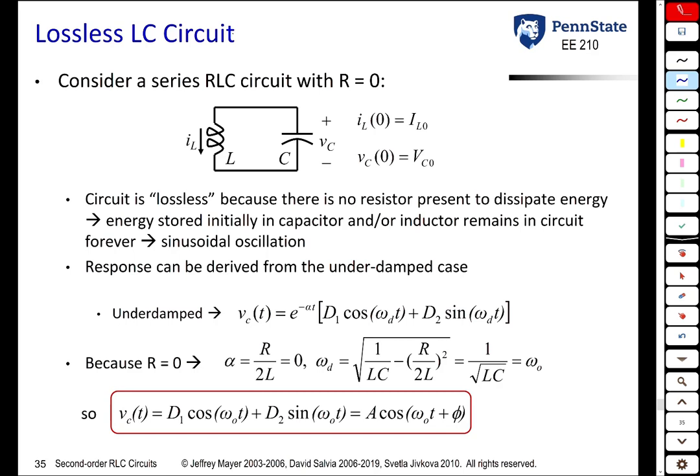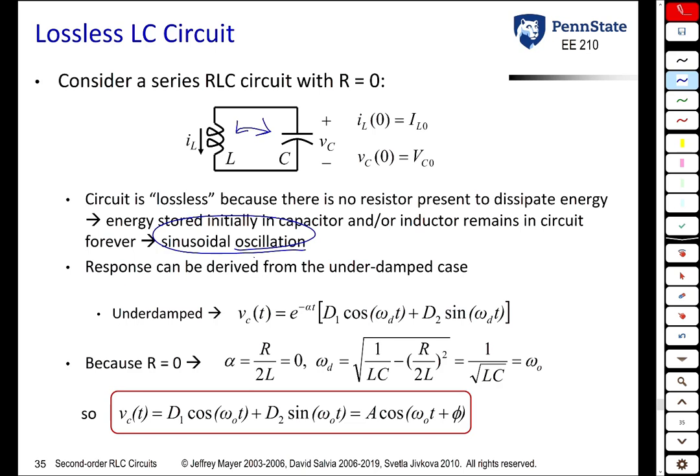So imagine an LC circuit where the inductor has some initial current IL0, which means that there's energy stored in the inductor in the magnetic field, and the capacitor has some voltage VC0, which means the capacitor is storing some energy in the electric field. The voltage across the capacitor and the current through the inductor are going to cause currents to flow through the circuit. What's going to happen though, without any resistor present, is the energy stored in the capacitor and the inductor is just going to be transferred back and forth, and you're going to get a sinusoidal oscillation.